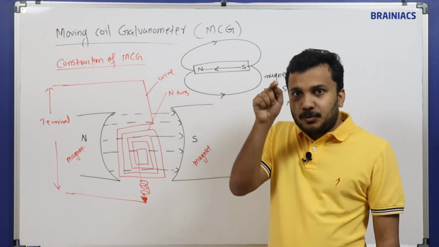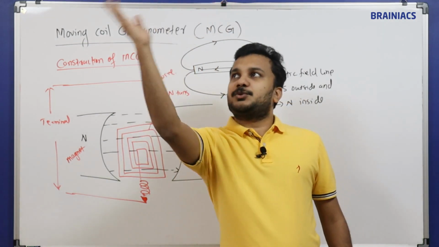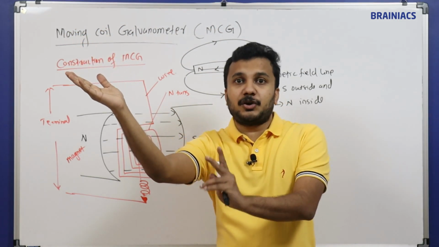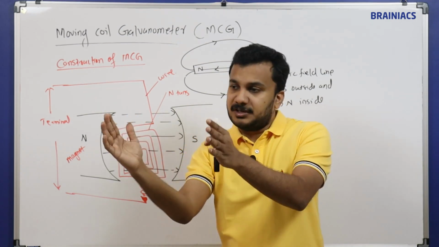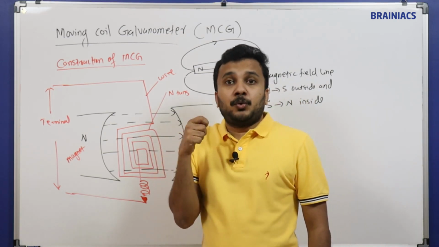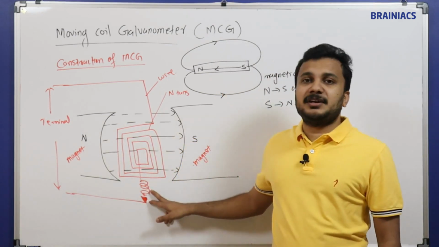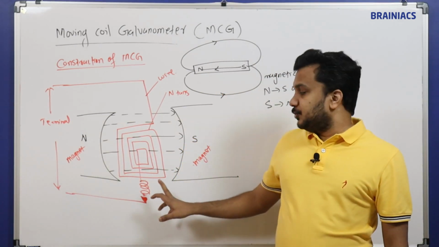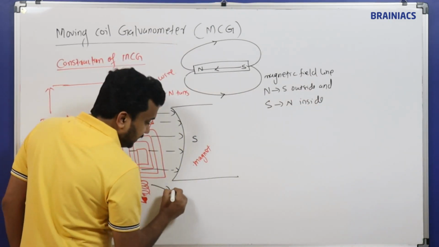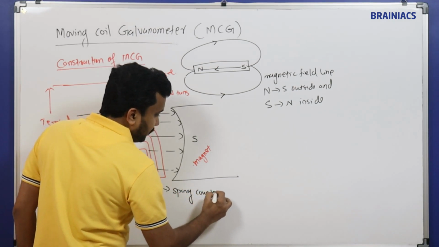Now when current passes through the coil, the coil will rotate. The coil is connected with a needle, so the needle will go to the right. Whenever the current stops, I need to take the coil back. If the coil rotates in the opposite direction, the needle will come back to the original position. So who will take the coil back to the normal position? The spring will. So the spring gives counter torque. We will write this as one point: spring gives counter torque.